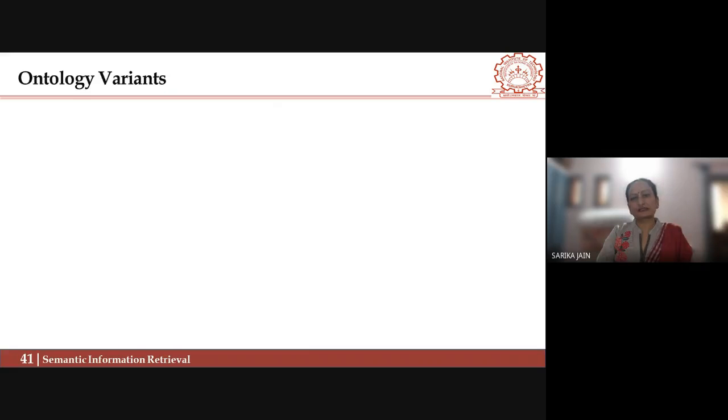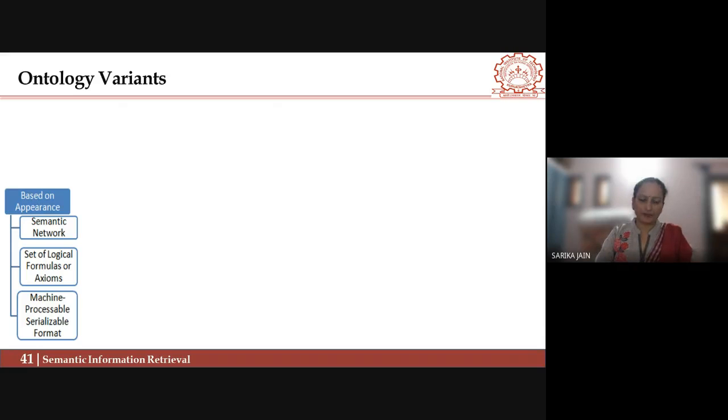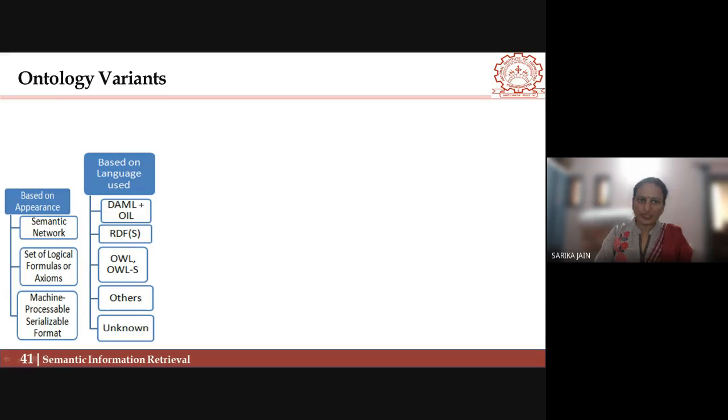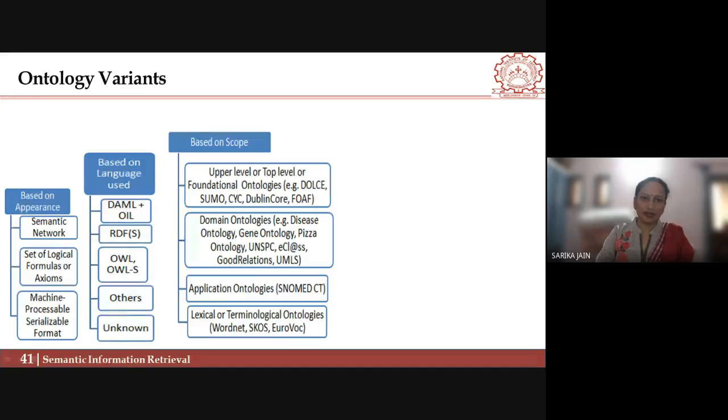Many different forms of conceptual models are interpreted as ontologies, varying in different dimensions. There are varying forms of ontology based on appearance, scope, and degree of formality. They are discussed here. If I talk of appearance, you might have heard, in artificial intelligence, of semantic networks, frames, and scripts. These are the different forms of ontology only. They are different in the form of appearance. Based on the language used to represent the ontology, we have DAML plus OIL, RDFS, OWL, and many others. Some may be unknown also.